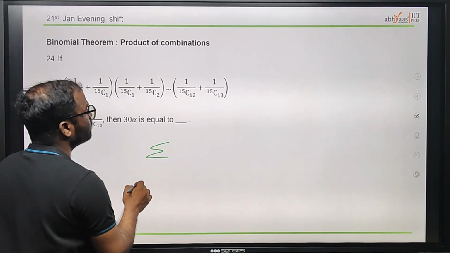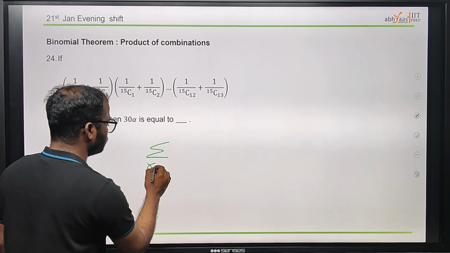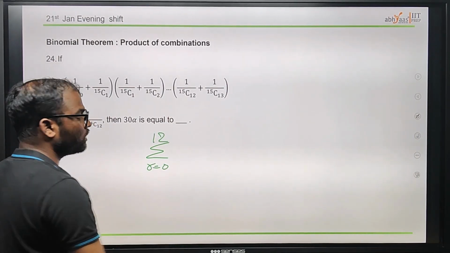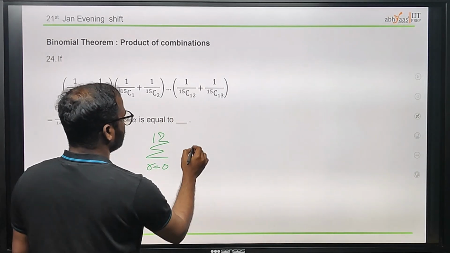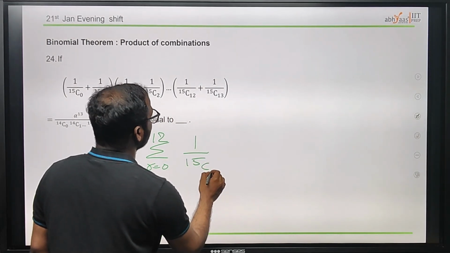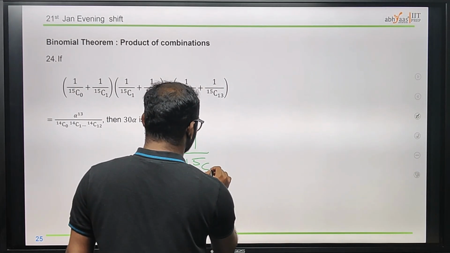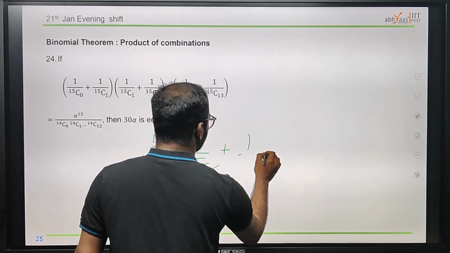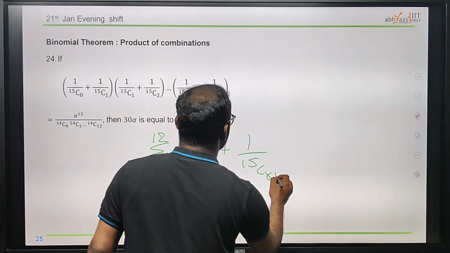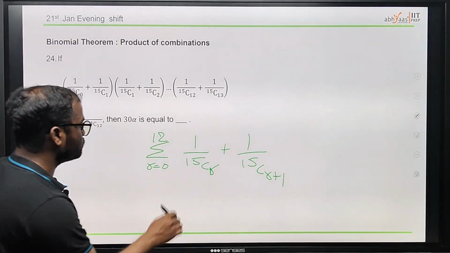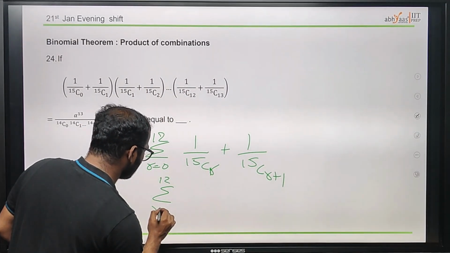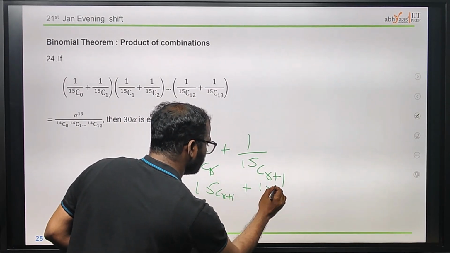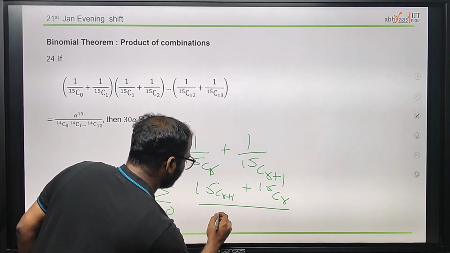Which will have summation, r equal to 0 up to 12. Now we have 1 by 15Cr plus 1 by 15C(r+1). This is the situation we have. Just take the LCM of this: summation r equal to 0 up to 12 of (15C(r+1) plus 15Cr) divided by 15Cr times 15C(r+1).